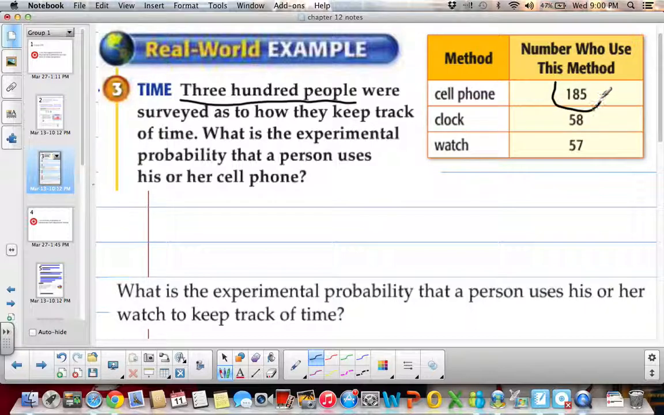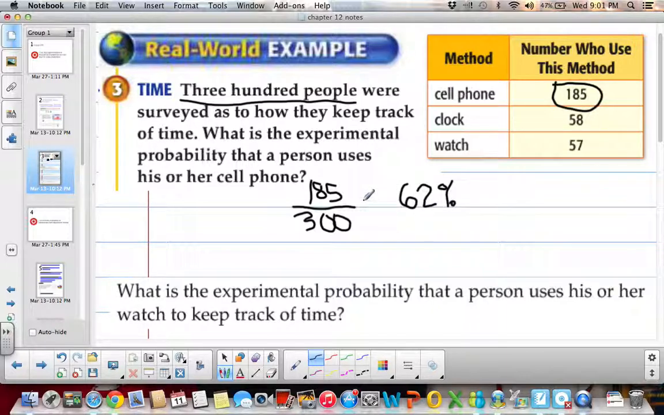Okay? So what is the experimental probability that a person uses his or her cell phone? So we're just looking at this number right here. So we would take 185, because that's how many people use their cell phone, over the total number of people, which is 300. So 185 over 300 would be our experimental probability. And if we take 185 and divide it by 300, we can change it into a percent, and we would get about 62%.